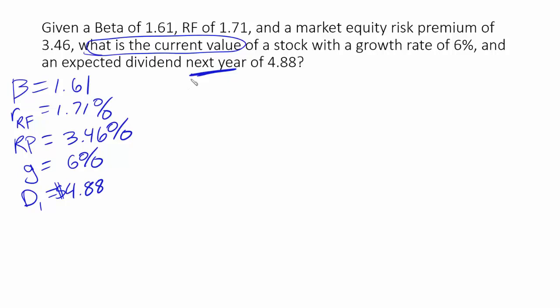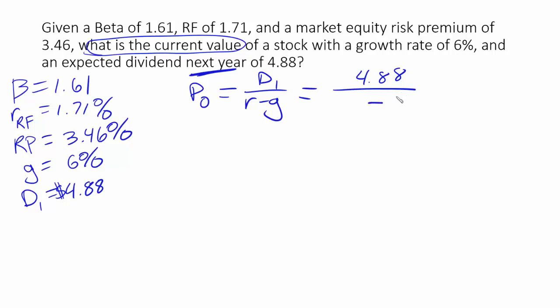Okay, so we're going to work this backwards a little bit. We are going to show that we have a P0, the price today, that's what we're trying to figure out, is going to be equal to, remember, D1 divided by R minus G. We have D1, which is 4.88, and that is divided by, we don't know R yet. That's one of the things we're going to have to figure out. And we know that G is 0.06. We need to figure out what R is.